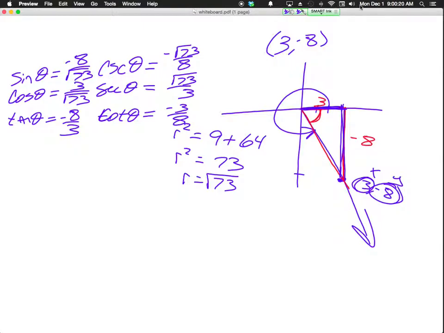Alright, so what we did was we drew it, we found the hypotenuse, and then we got the 6 trig functions. Let's try another one. This one we want the point negative 2, negative 1.